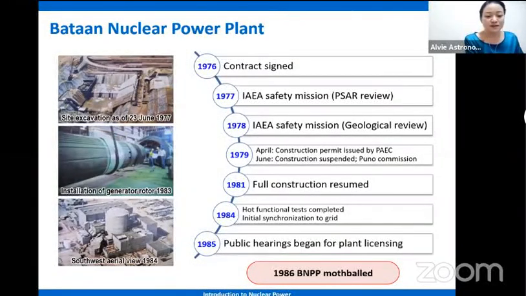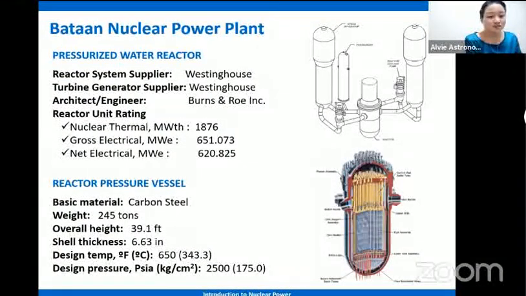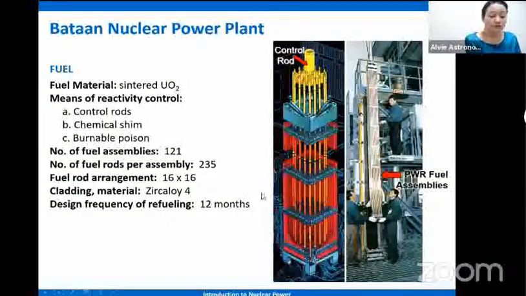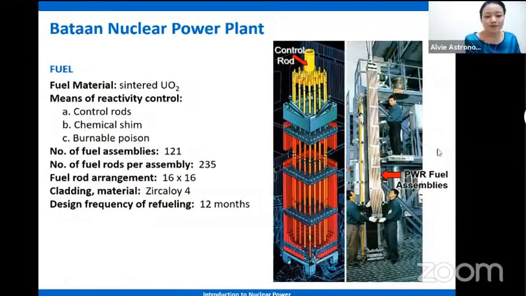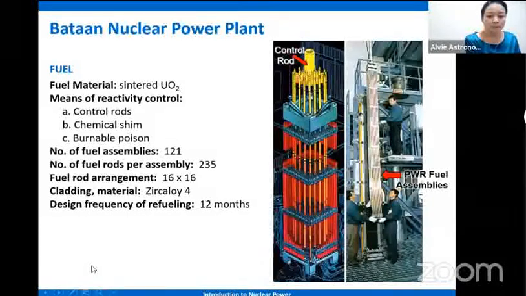Okay, so this is the design of the Bataan nuclear power plant. The supplier for the reactor system is Westinghouse. The turbine generator is also supplied by Westinghouse. That's the architectural engineer. It was supposed to generate 620 megawatts of electricity. These are the specifications for its reactor pressure vessel. This is the fuel. The Bataan nuclear power plant is a pressurized water reactor. And here's an example of a fuel assembly for a pressurized water reactor.